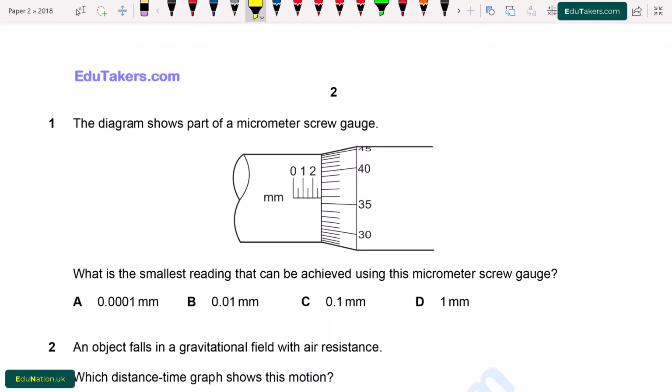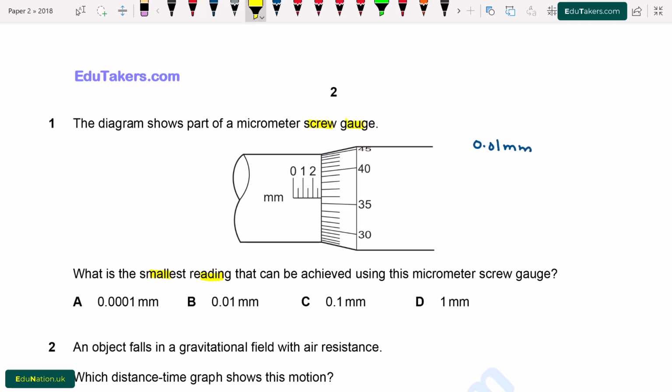Question number 1. The diagram shows part of the micrometer screw gauge. What is the smallest reading that can be achieved using this micrometer screw gauge? So here we have to tell what the smallest reading is. The smallest reading that can be achieved by using the micrometer screw gauge is known as the least count of the micrometer screw gauge, and its value is 0.01 millimeter.